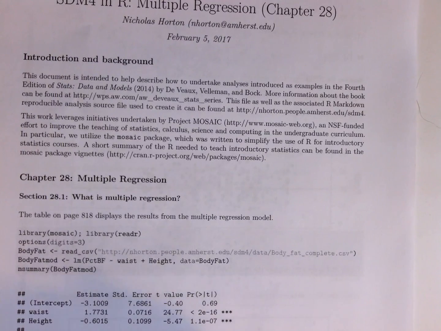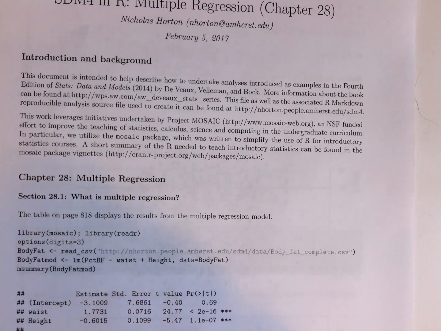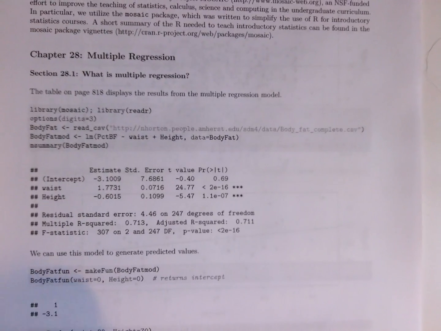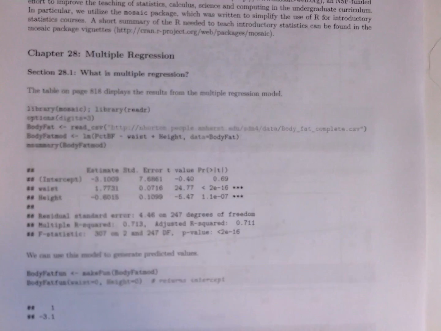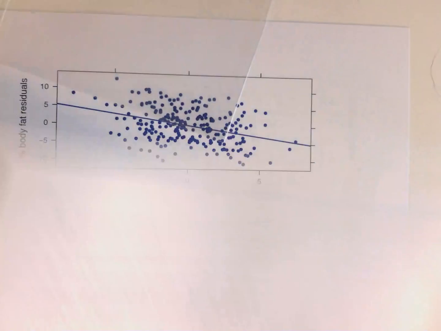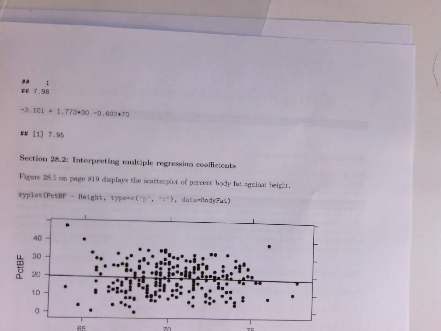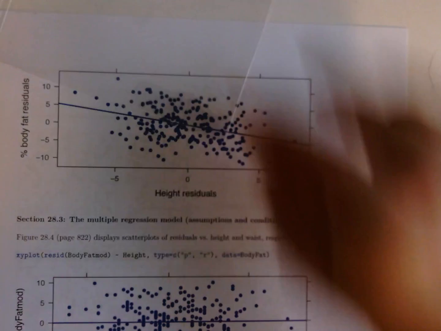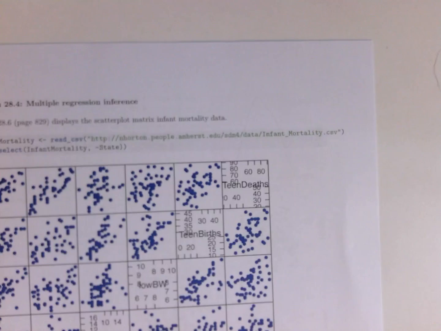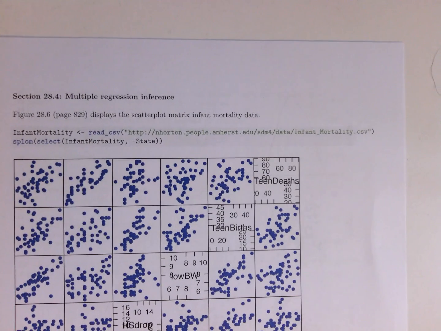Code, really not much new here. We're using the lm function, except we now have two predictors for that. There's a nice example in the SDM4 in R that talks about how we can use the makeFun option to go ahead and query and interrogate aspects, generating predicted values from the models. A little bit more on looking at the coefficients, these partial regression plots. There's a nice way of displaying things in terms of what we call a pairs plot.